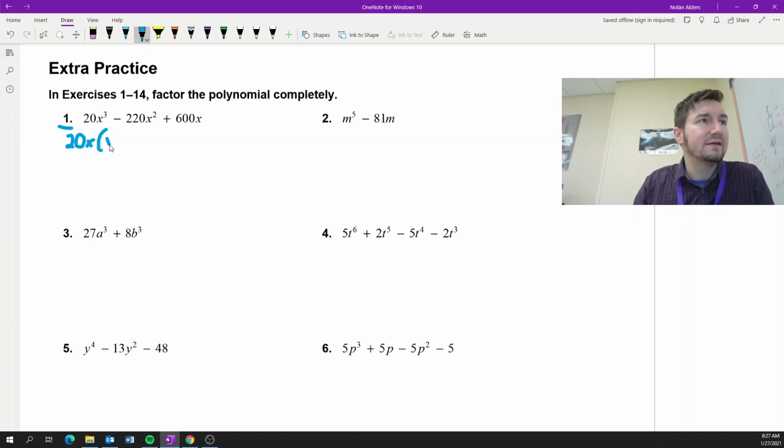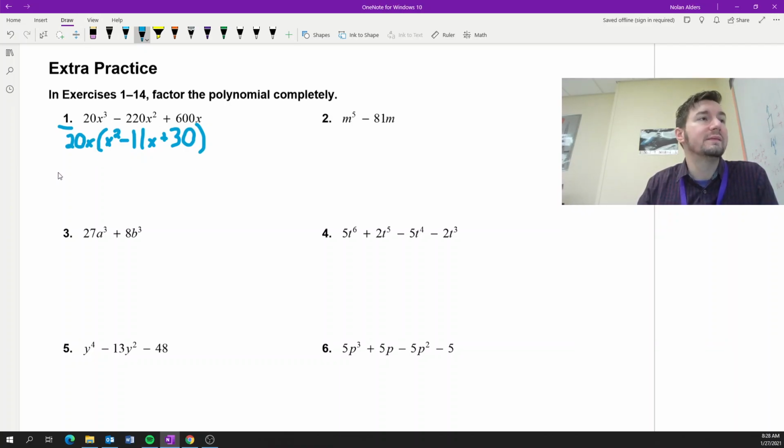So this without the 20x is just x squared minus 20 times, I believe, let's see, I'll have to pull out my calculator. 10, 11, is it 11? I believe it's 11. x. And then how many times does 20 go into 600? That'd be 5 times 6, so 30. And there we go.